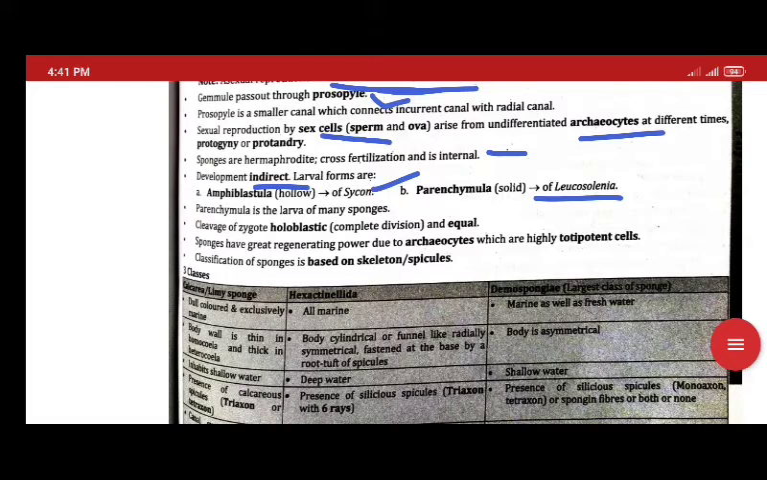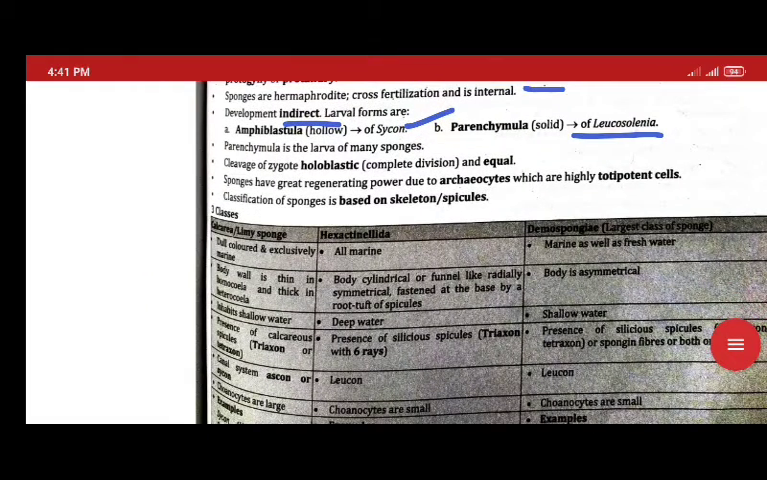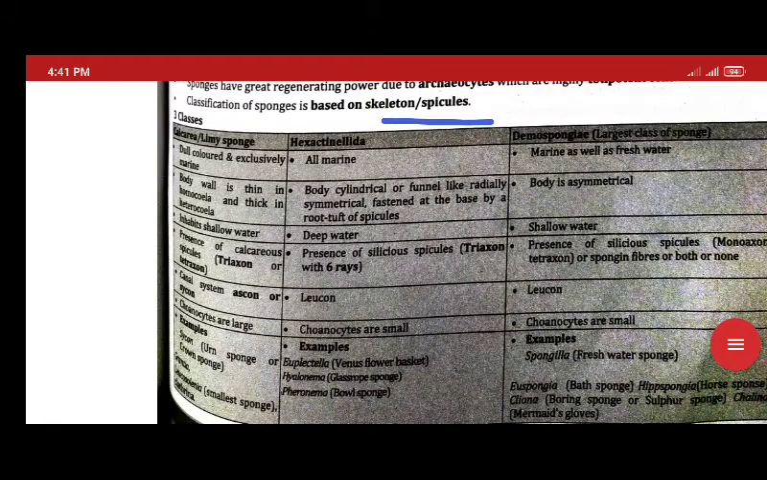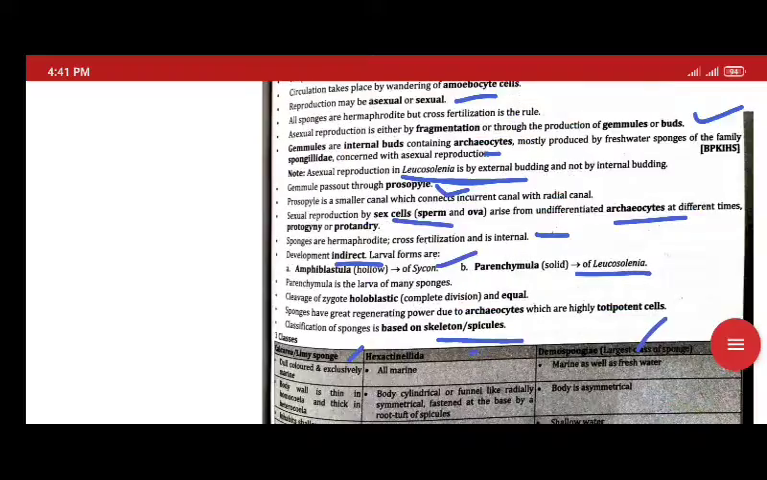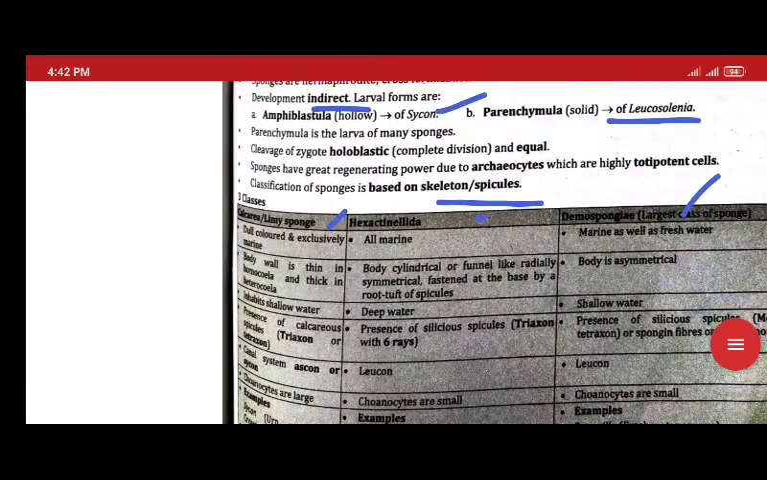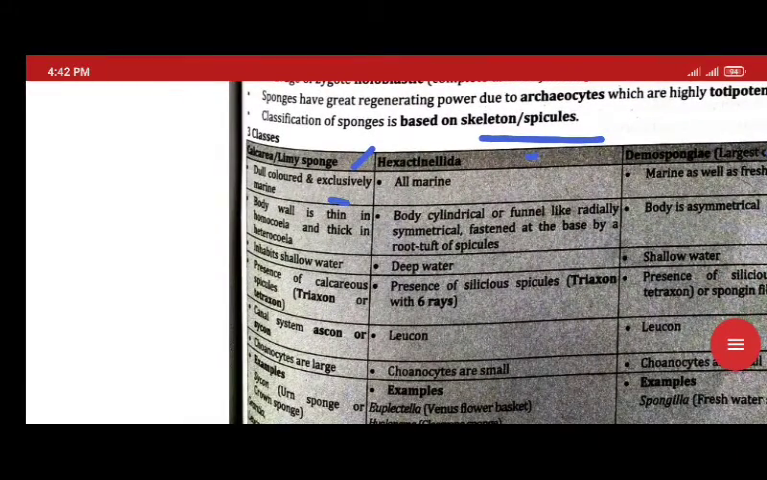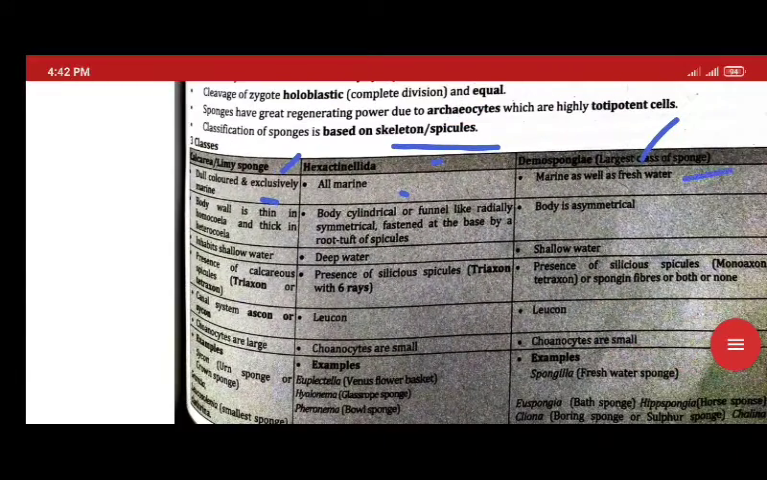And we have classification based on, I have told you, the skeleton spicules. We have three type of classification: Calcarea, Hexactinellida, and Demospongiae. So this is on the basis of spicules. There are three type of spicule we have read here: calcareoblast, silicoblast, and spongioblast. They are all marine, and it got fresh water too.